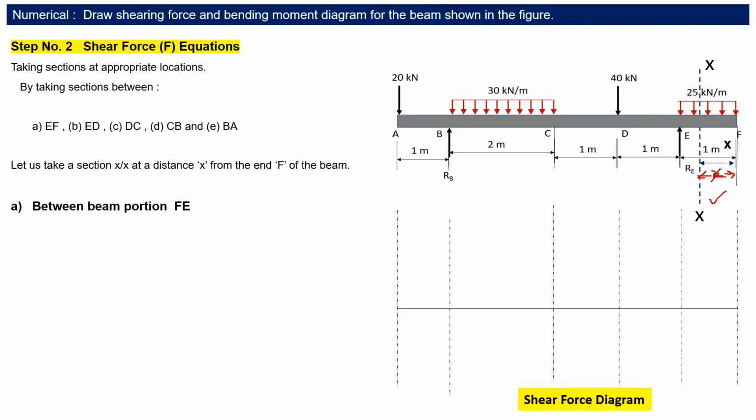So first of all, we are taking a section between F and E, and in the shear force equation only one load is acting, 25 kilonewton per meter, and it will be acting on X length. So the total force will be 25 into X kilonewton. That we have written here. Since this equation has maximum power of X as 1, it will be a first degree equation, and we know that it will be a straight line, which may be an inclined line depending upon the equation.